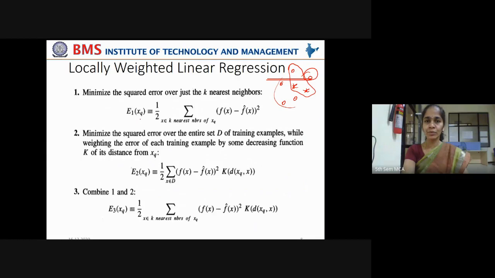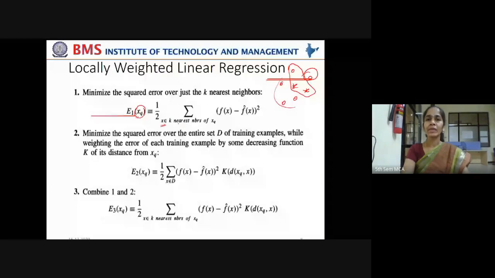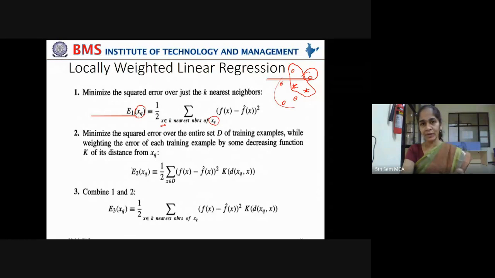So how do you represent this error estimation now? E1 of x cube, that is the estimated value of the new instance, data instance x cube, can be represented as 1 by 2 sigma for all x belonging to k nearest neighbors of x cube. X is the set of training examples. Now you are not taking the entire set. You are minimizing them to just the k nearest neighbors of this new instance x cube. In this case, we are taking only 3 nearest neighbors, and you are trying to calculate the error in the prediction.